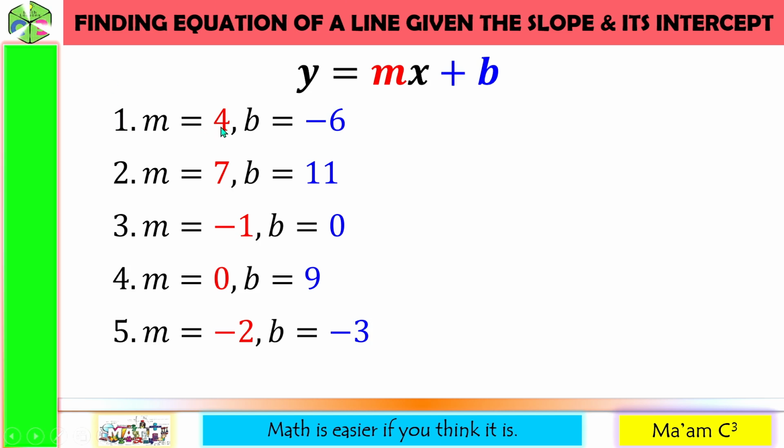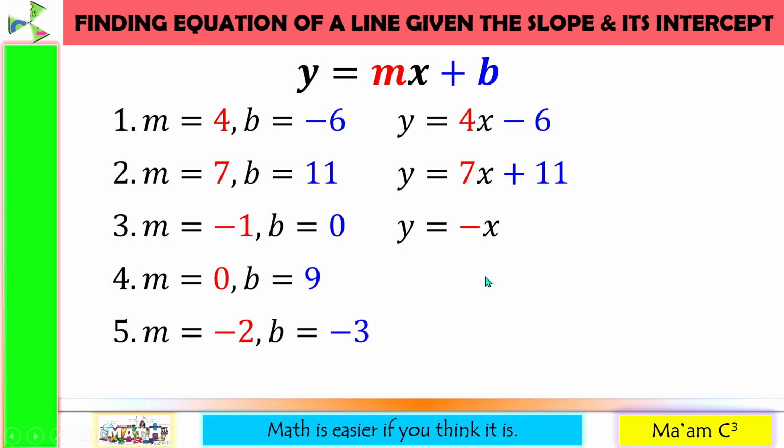Number 1, our slope is 4 and our y-intercept is negative 6. Let us substitute. Y is equal to 4x plus negative 6 will become minus 6. So y is equal to 4x minus 6. Number 2, y is equal to 7x plus 11. Number 3, our slope is negative 1 and our y-intercept is 0. So this will become y is equal, no need to write 1, negative x, no need to write the y-intercept. So y is equal to negative x.